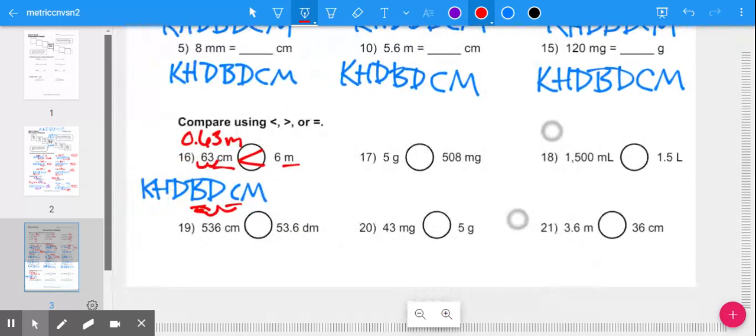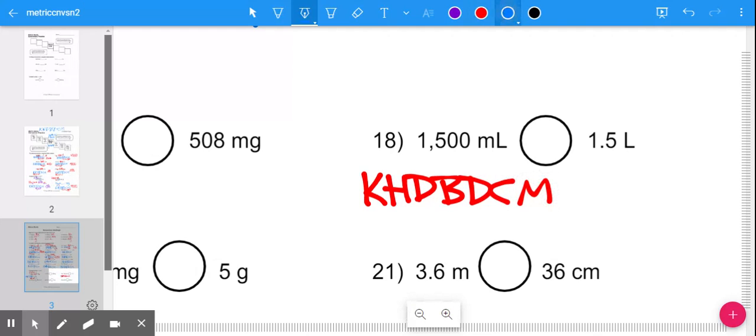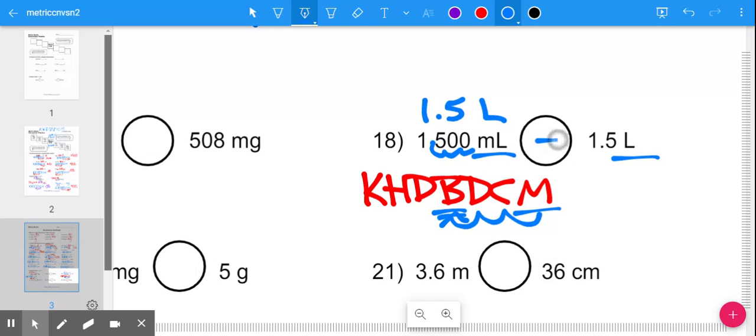So we're going to skip over here to number 18. We're at milli, and we're going to your base unit of liters. We go 1, 2, 3 times to the left. So we're left with 1.5 liters is equal to 1.5 liters.